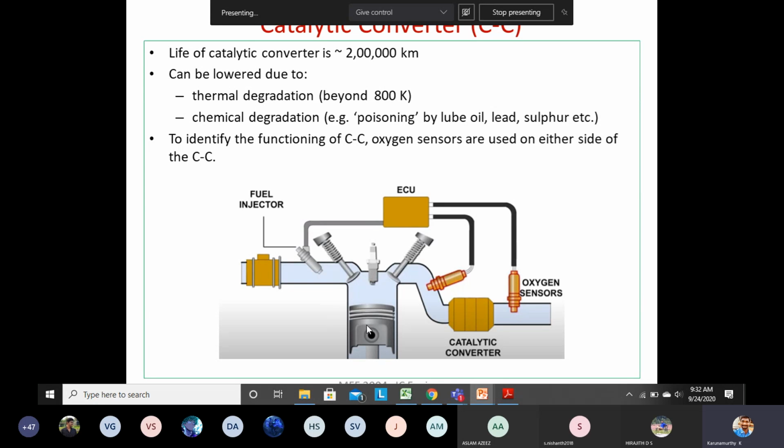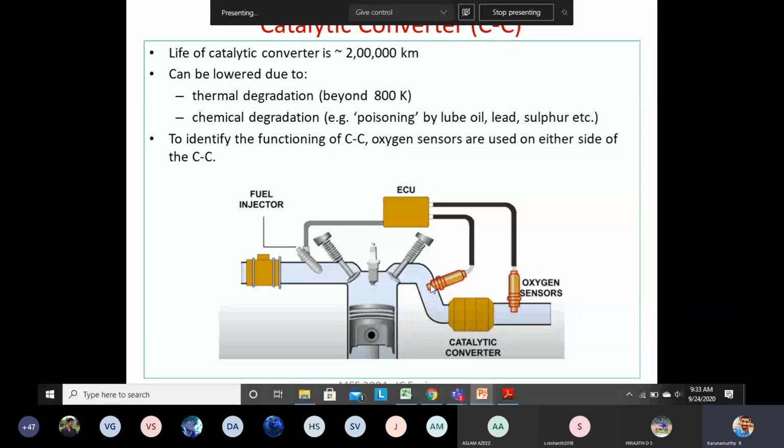So this is an engine. This is the intake manifold where the fuel is supplied along with air. This is a fuel injector, and air enters through the intake manifold, and through the intake valve it enters the engine cylinder, and as soon as the spark is introduced by the spark plug, combustion takes place. During the exhaust stroke, the exhaust valve opens, and the engine exhaust leaves through the exhaust manifold, then passes through the catalytic converter, and leaves through the tailpipe, finally to the atmosphere.